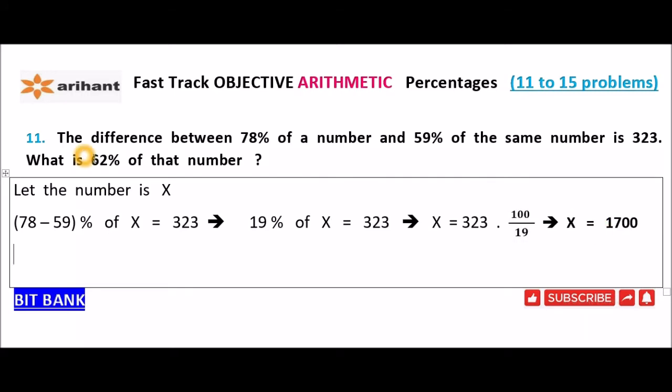Now the question is, what is 62% of that number? So 62% of x is equal to 62% of 1700, which is equal to 62 by 100 into 1700. So the zeros will be cancelled. 62 into 17 is 1054. So the answer is 1054.